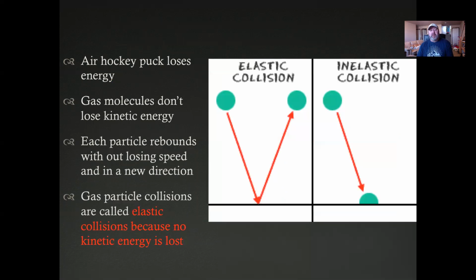So again, air hockey pucks lose energy when they collide with the sides of the air hockey table. But when we think about gas molecules, they don't lose their kinetic energy because they have what's called elastic collision. Those particles will rebound and they will have the same energy after the collision as they did before the collision. So we don't have any loss of energy because of those collisions. The kinetic energy remains the same.